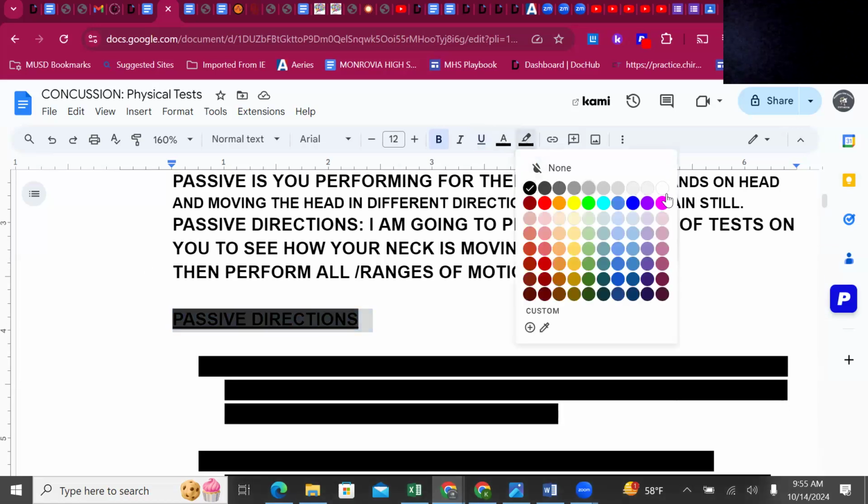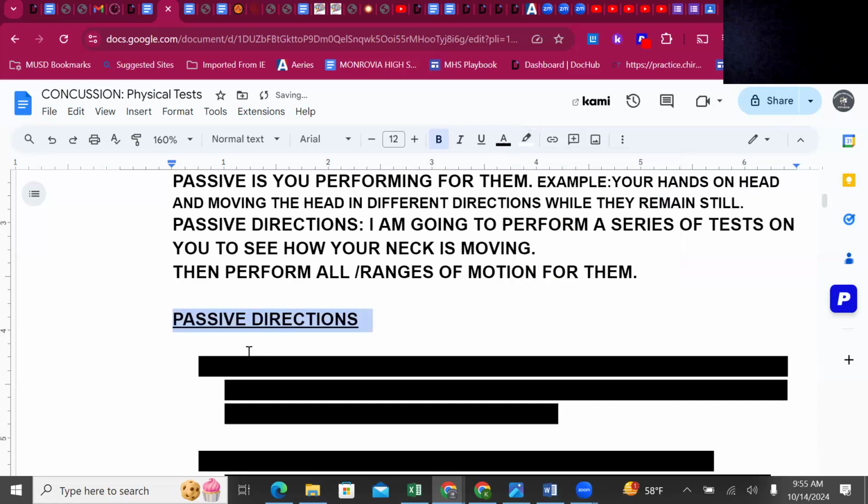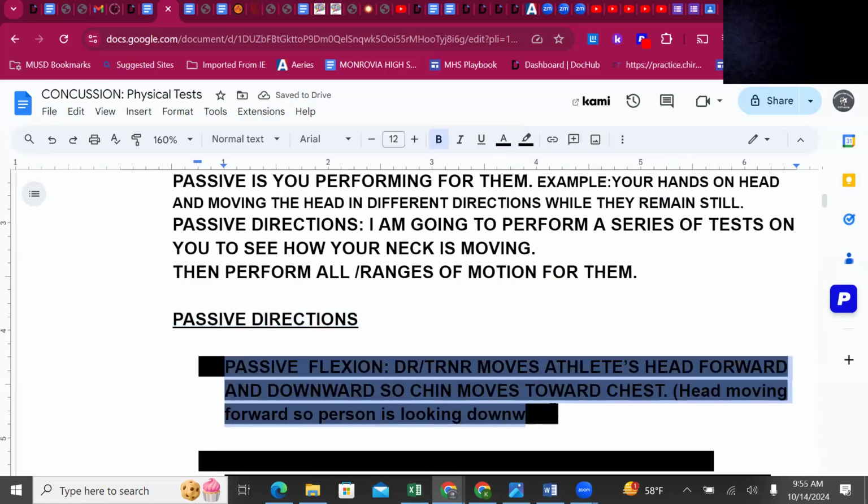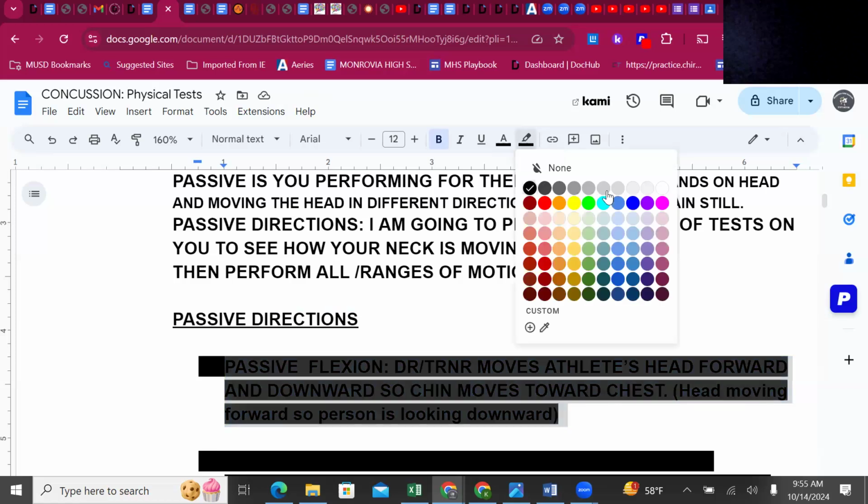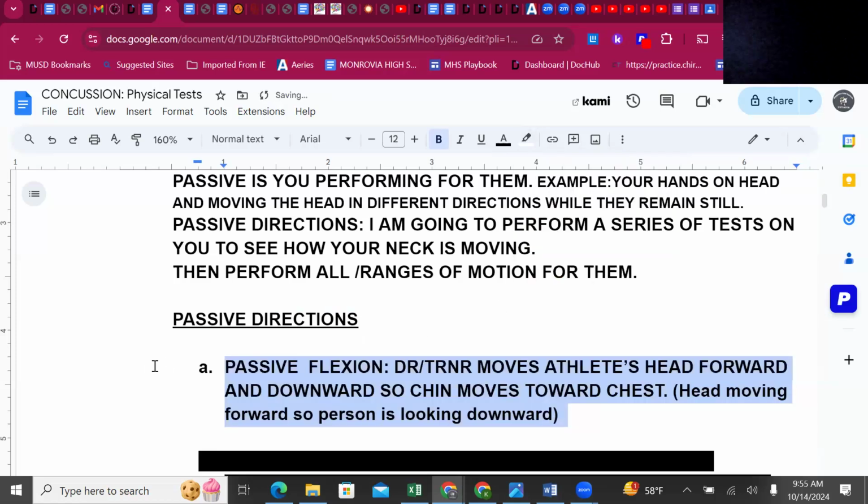Here's passive directions. Passive flexion. Doctor or trainer moves athlete's head forward and downward, so chin moves toward chest. Head moving forward, so person is looking downward.